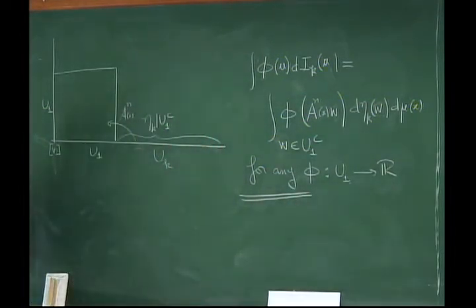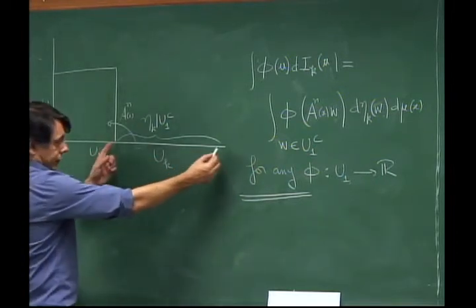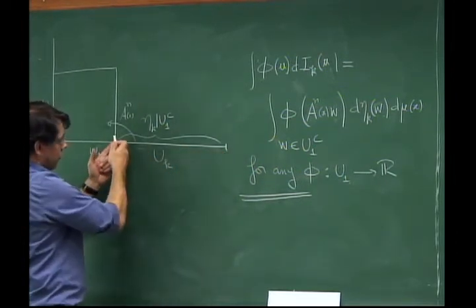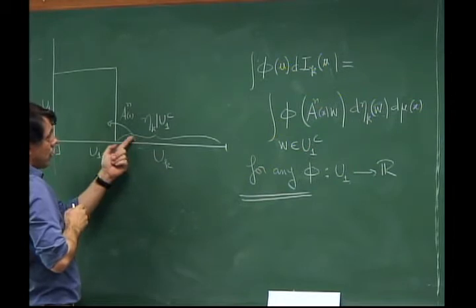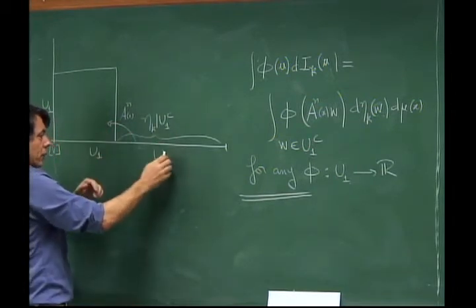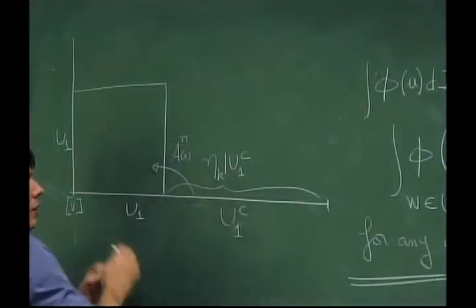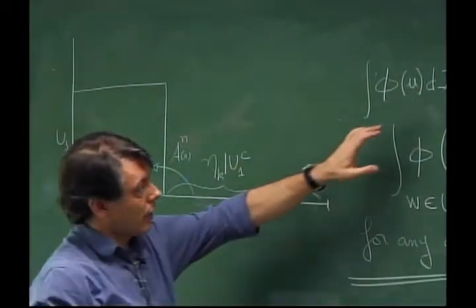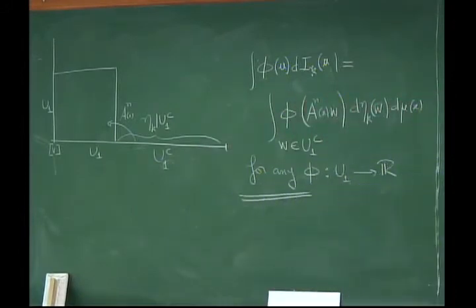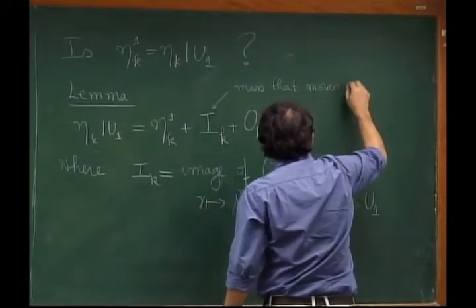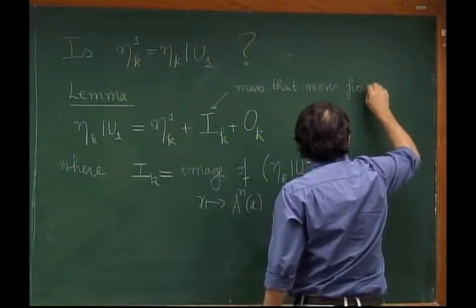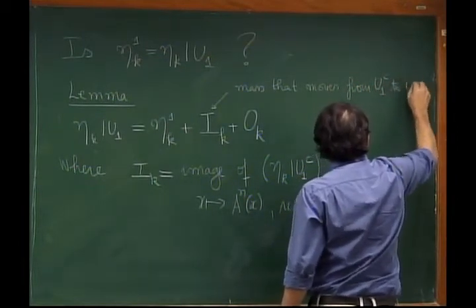But the right way to think of it is there's some measure of eta k that lies outside of U1. For some values of x, not all, not even most, but for some parts of the complement of U1, they go inside. They carry some mass, and that's what IK is. That's why I'm using this notation: the measure, the mass that moves inside from U1 complement to U1.